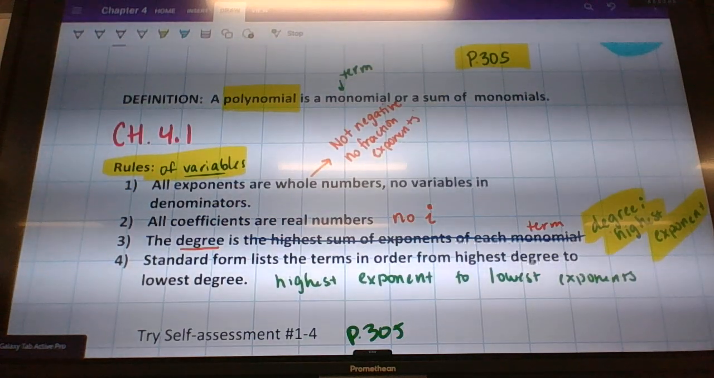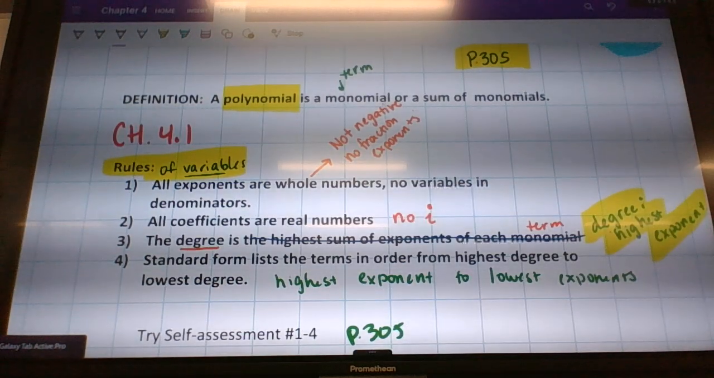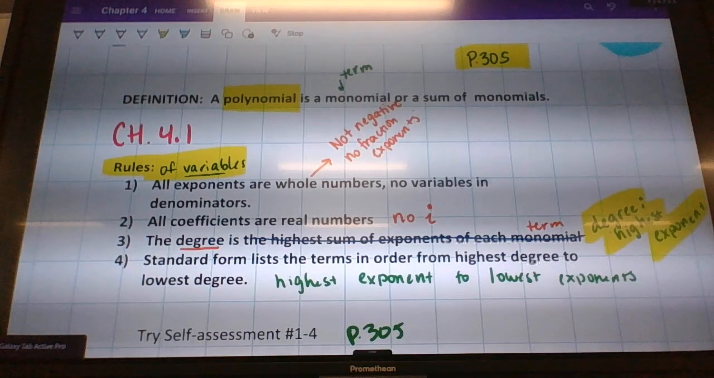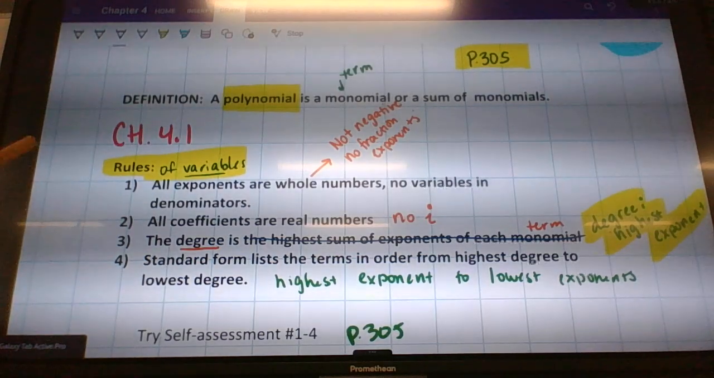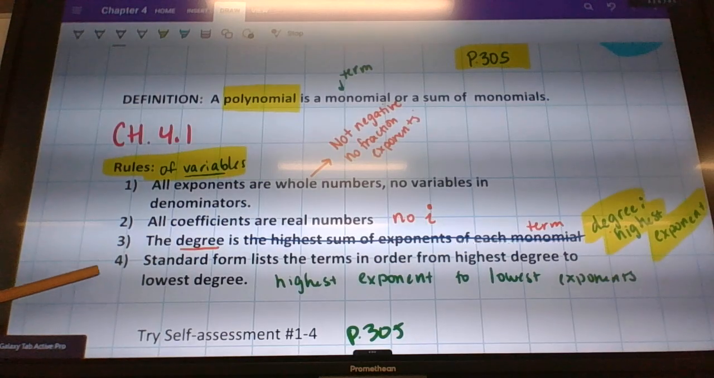So yesterday in Khan Academy, there were 2 assignments. It was classify polynomials by degree, classify polynomials by number of terms. So if you were kind of lost on that, some of that information is here.